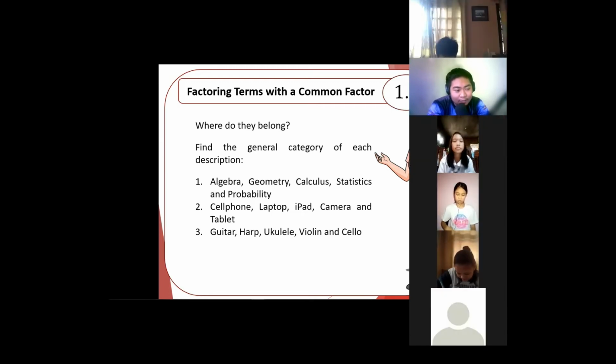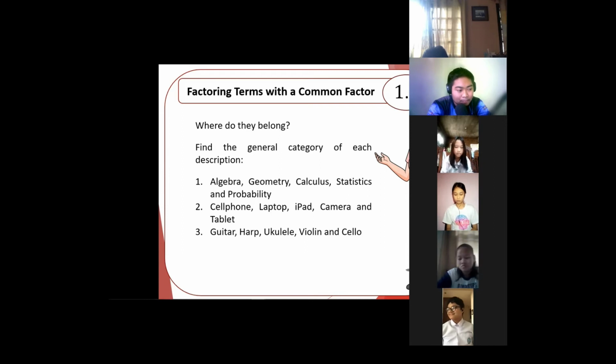Let's try Raylene. What should be the category for cell phone, laptop, iPad, camera, and tablet? Gadgets. Okay, that would be electronic gadgets, di ba? How about number 3? Let's try Eunice. Guitar, harp, ukulele, violin, and cello. Instruments. Okay, musical instruments or instruments. Hindi, musical instruments kasi may ibang instruments, di ba?